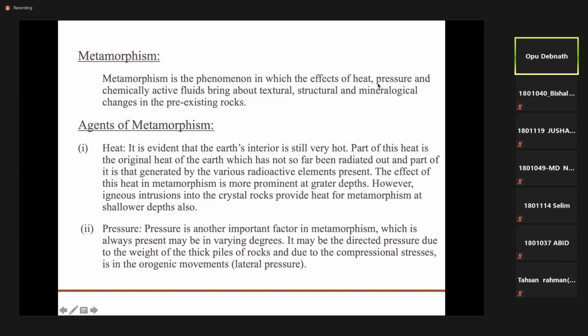So basically the main three agents are heat, pressure, and chemically active fluids. Let's discuss them one by one. The first agent of metamorphism is heat.